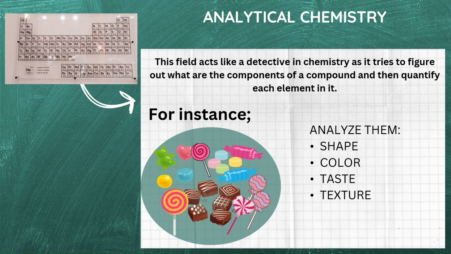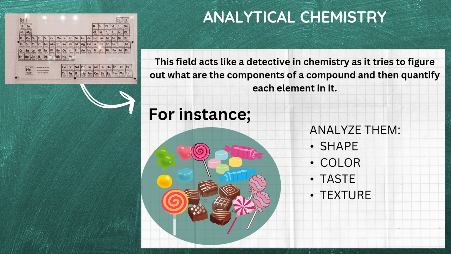There's a compound and there are different elements in it, and analytical chemistry basically tries to figure out the components of that compound and then quantify each component. For example, if I were to ask you to classify them according to the shape, there are circle shapes, but how many circular shapes are there? You would count them and you would write the number in front of them. That's basically how analytical chemistry works.